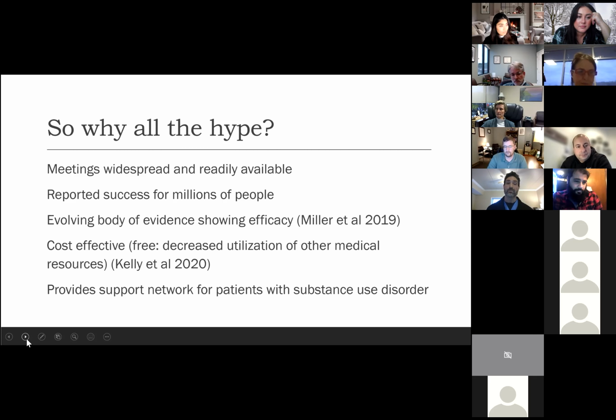And 12-step programs provide a support network for our patients with substance use disorder. When we're treating our patients, I'm with my patients 15 minutes, 30 minutes, an hour, 2 hours. Unless we're in an inpatient recovery setting, we don't have that type of access to our patients. So most of the time, they're going to be out on their own. These programs offer them support when we're not there to help them out.